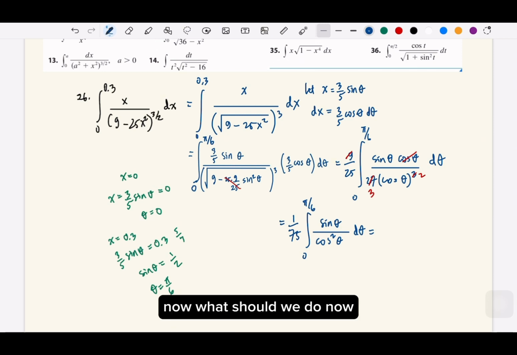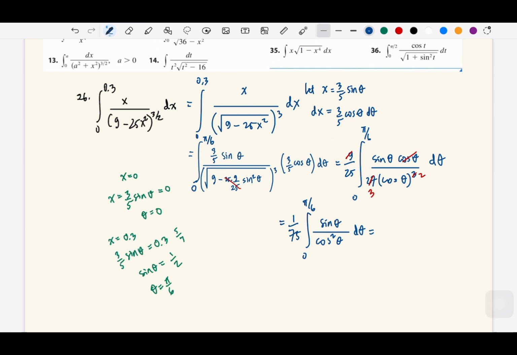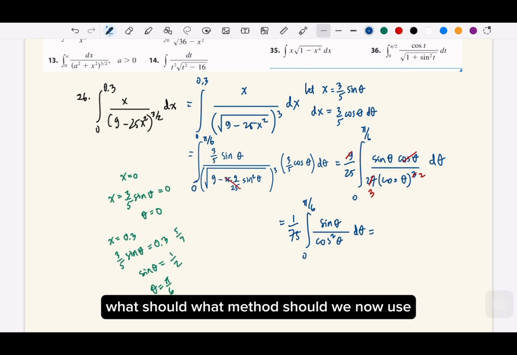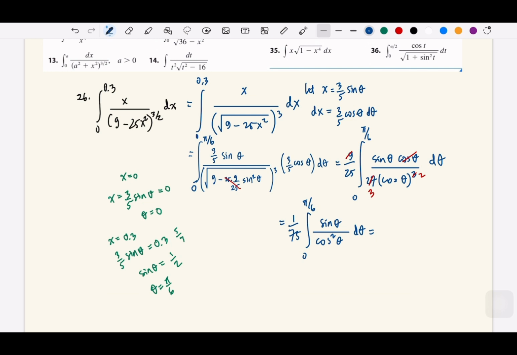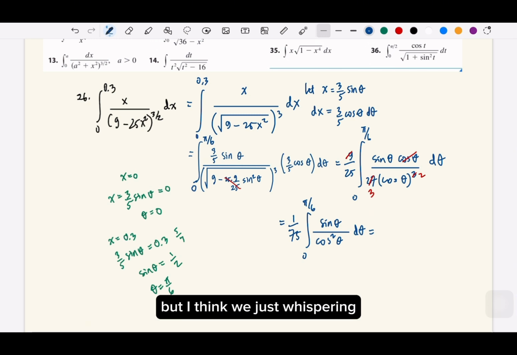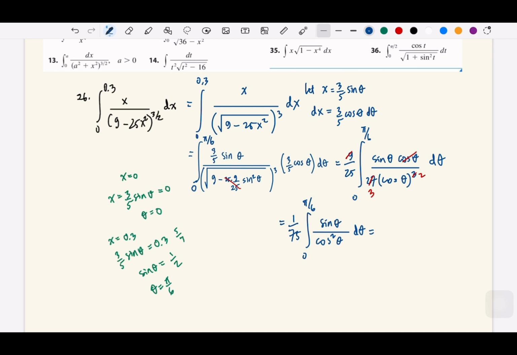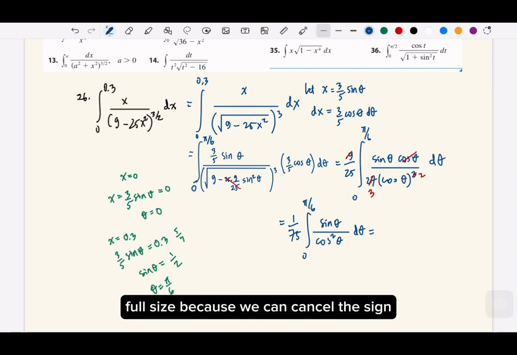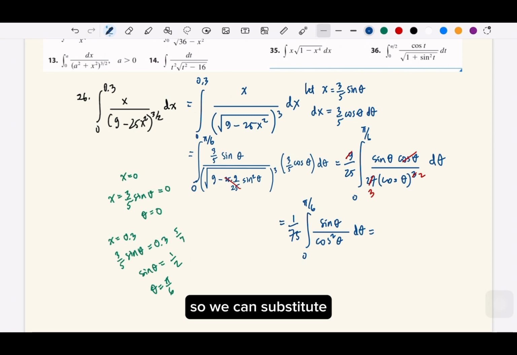Now what should we do now? What method should we now use? Yeah, I heard someone say the correct one, but I think they were just whispering. Yeah, substitution. Yes, substitution. Which one do you need to substitute? Yeah, cosine, because we can cancel the sine and it will be 1 over u squared. Okay? So we can substitute.